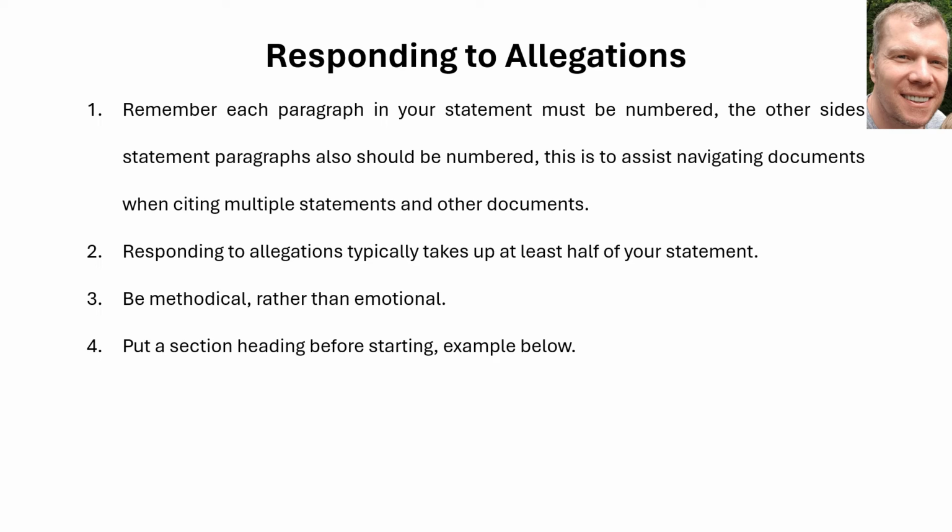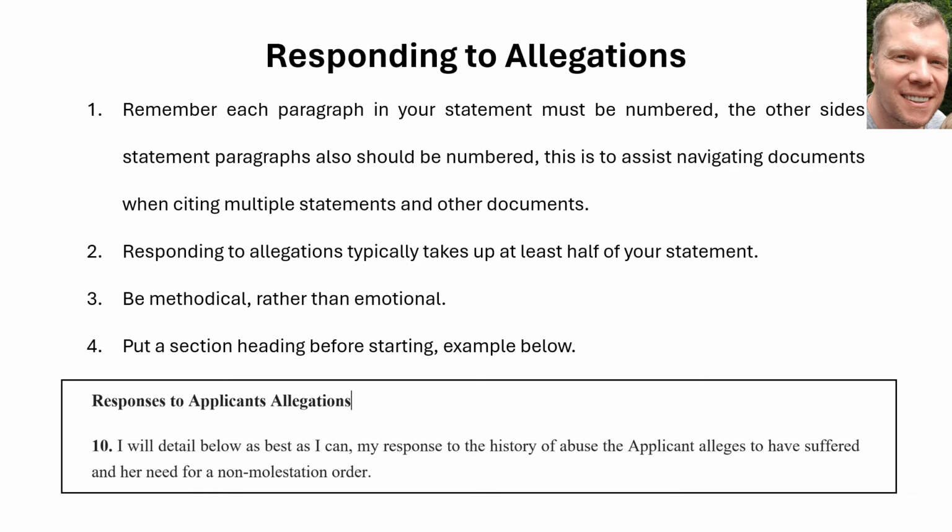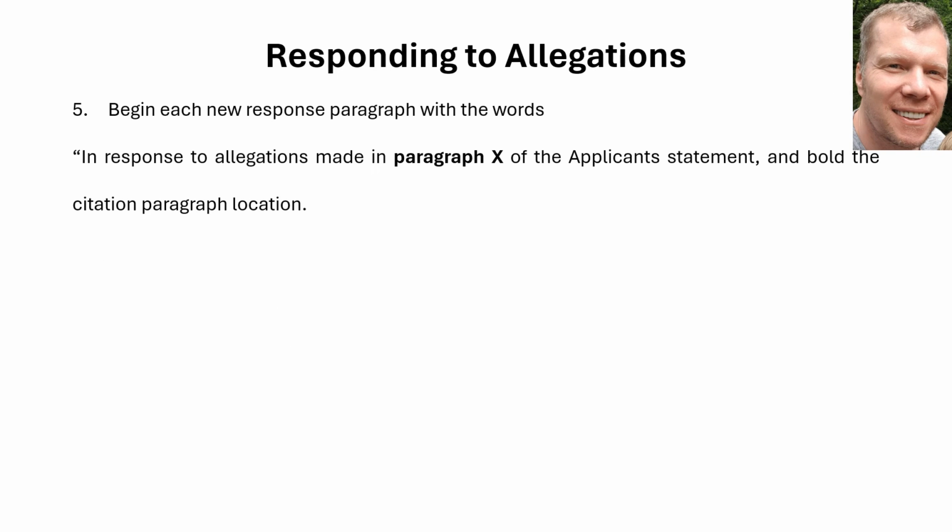Put a section heading before starting each new part of your statement. So, for example, once you've written your background out, your next heading might be "Responses to the applicant's allegations," and then you would start at the next paragraph number. Begin each new response paragraph with the words "In response to allegations made in paragraph X of the applicant's statement," and bold the citation, the paragraph location, so the judge knows that you're referring to something that they need to go and verify in another document.